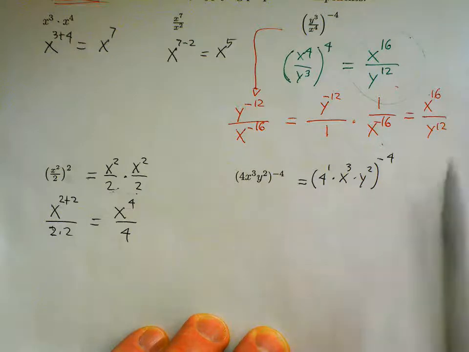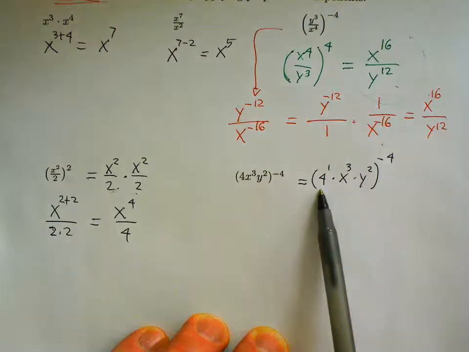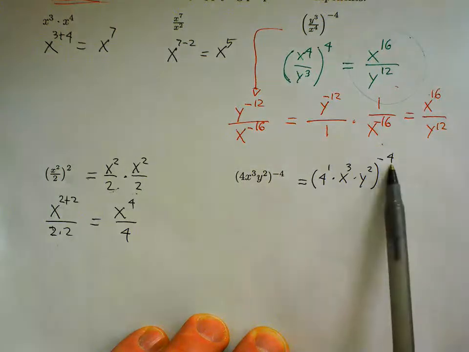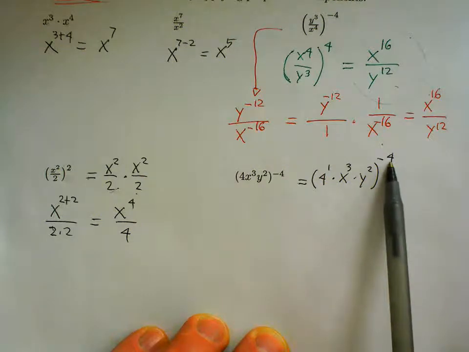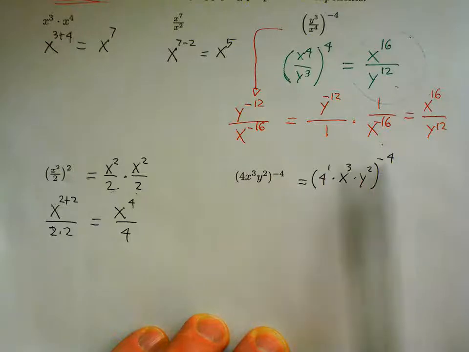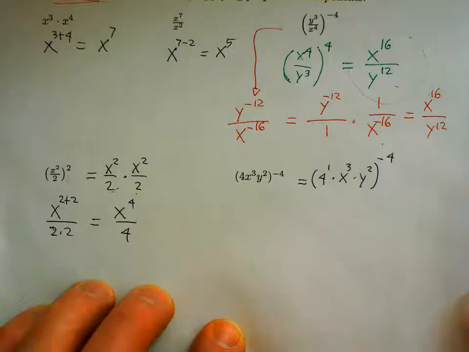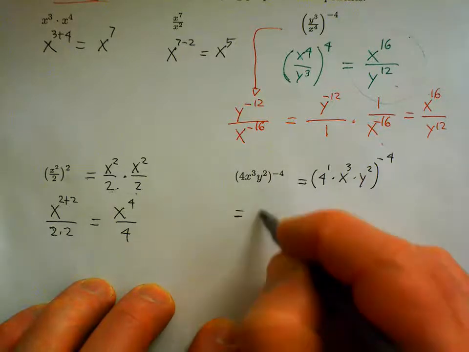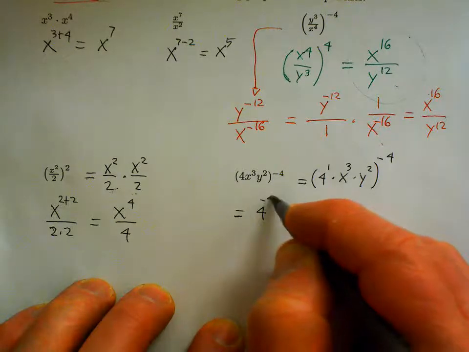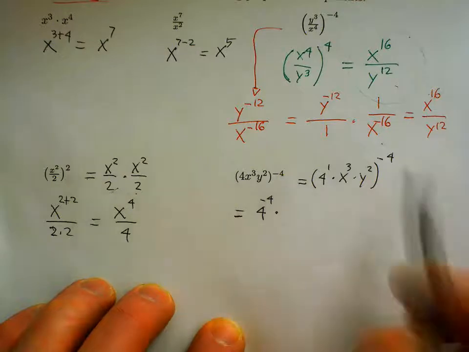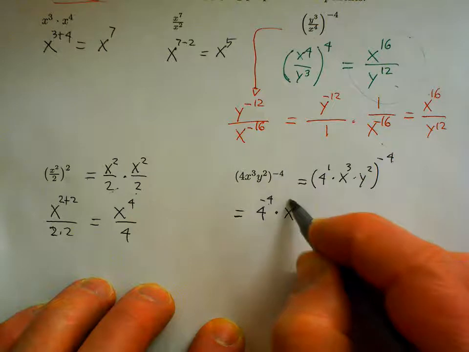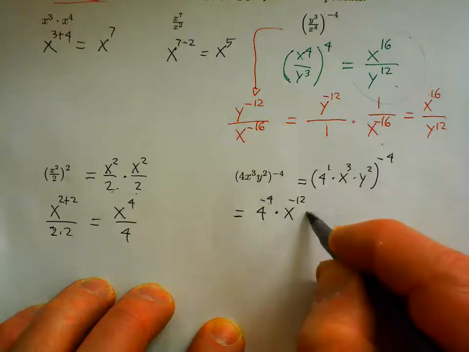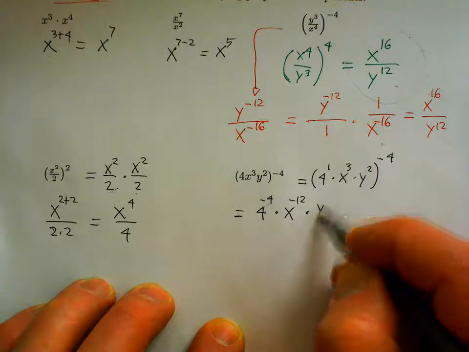So one of our properties applies here. If we multiply the exponent -4 times each of those exponents, we get 4 to the -4, because -4 times 1 is -4, times x to the -12 times y to the -8.